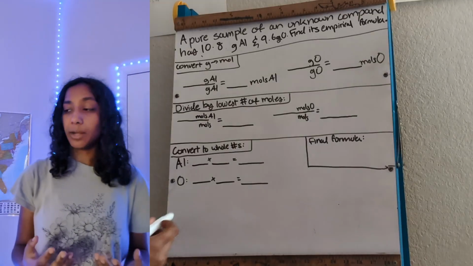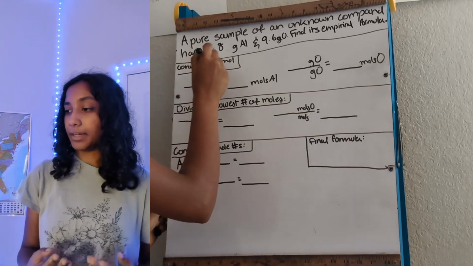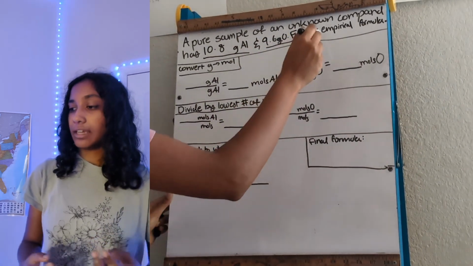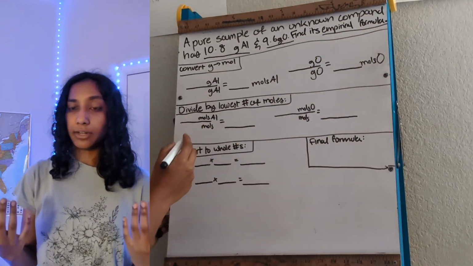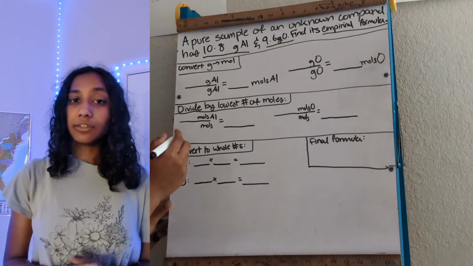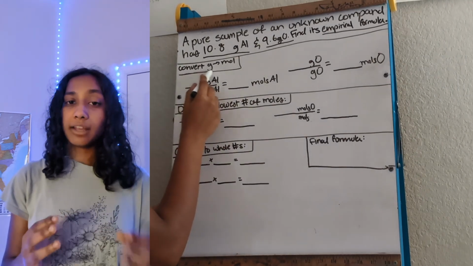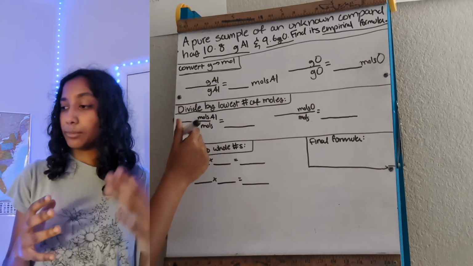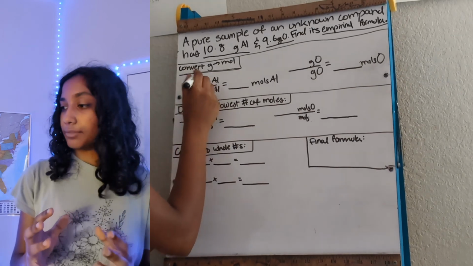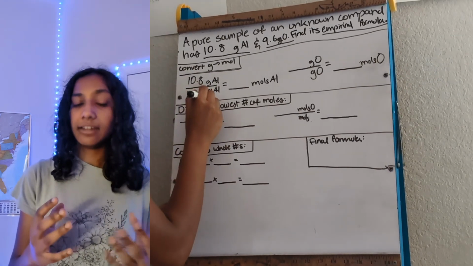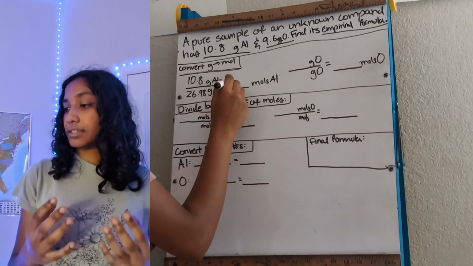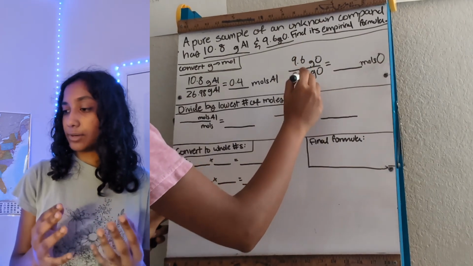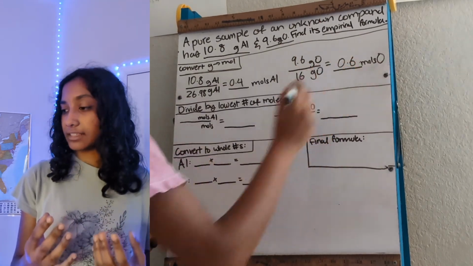For example, in this problem, a pure sample of an unknown compound has 10.8 grams of aluminum and 9.6 grams of oxygen. And the problem asks us to find the compound's empirical formula. Much like in the first problem, we're going to convert the amount of grams of each element into moles by dividing the grams of each element by their molar mass. 10.8 grams of aluminum divided by 26.98, its molar mass, gives us around 0.4. 9.6 grams of oxygen divided by 16 grams, its molar mass, gives us 0.6.